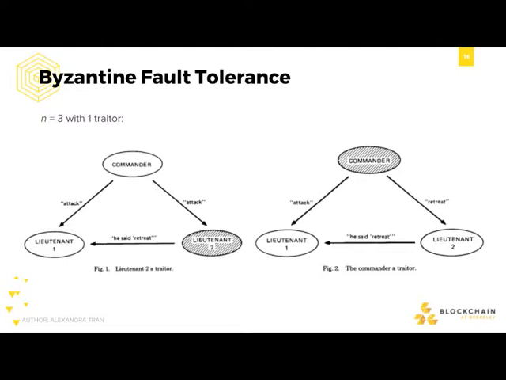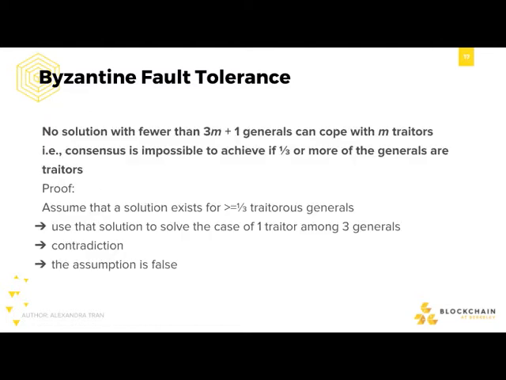So in this case, this system is not Byzantine fault tolerant in the case of 3 generals with 1 traitorous general. The Byzantine Generals Problem paper comes to the conclusion that no solution with fewer than 3m+1 generals can cope with m traitors. In other words, consensus is impossible to achieve if at least a third of the generals are traitors.